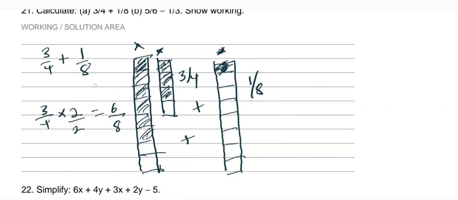Have you seen it? When we did it for this one, we saw that when you multiply 2 by 4, then you get 8. So whatever I do to the denominator, you do the same thing to the numerator. Have you seen it? So when you do that, you get 6 over 8. Then now this 6 over 8 is in the same form as 1 over 8.